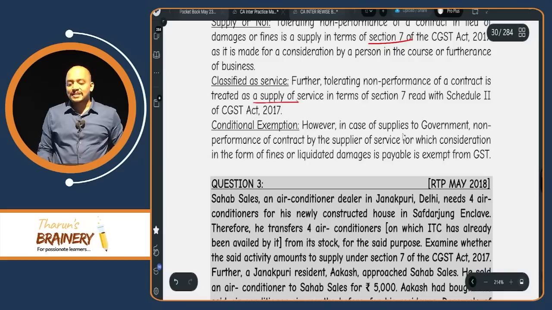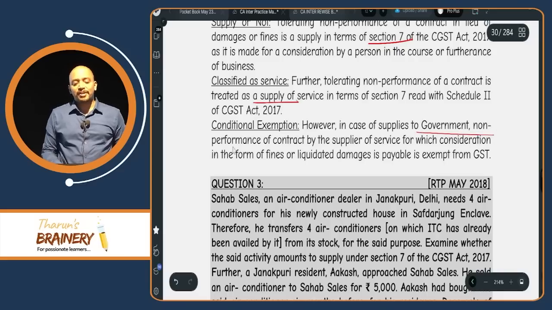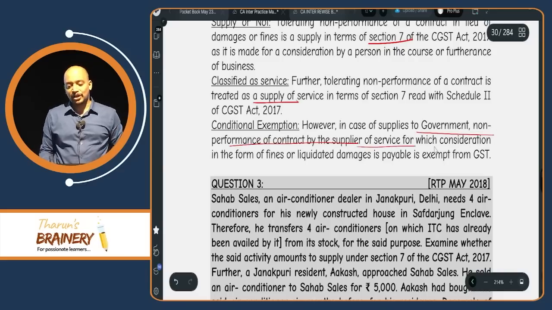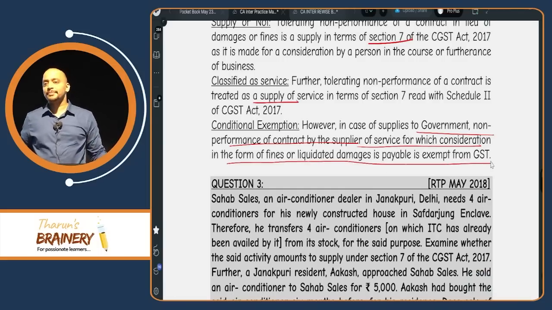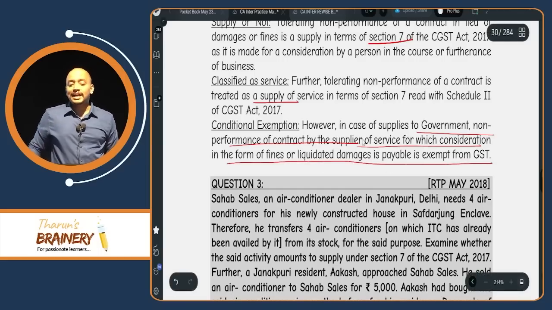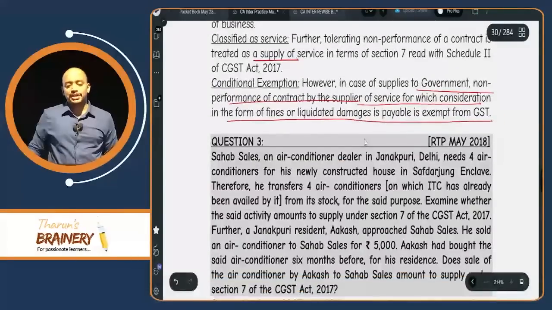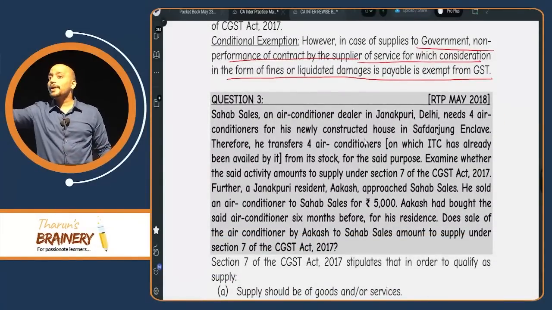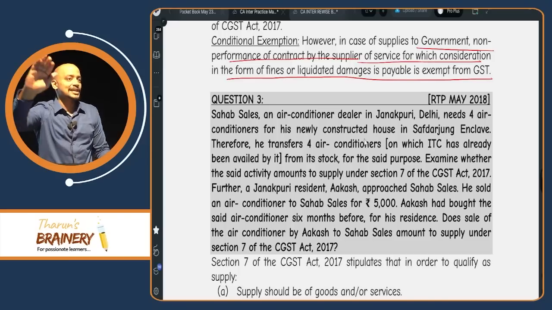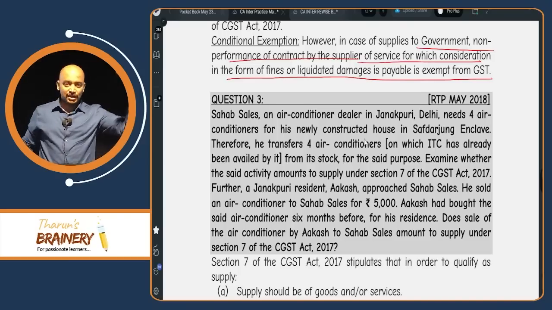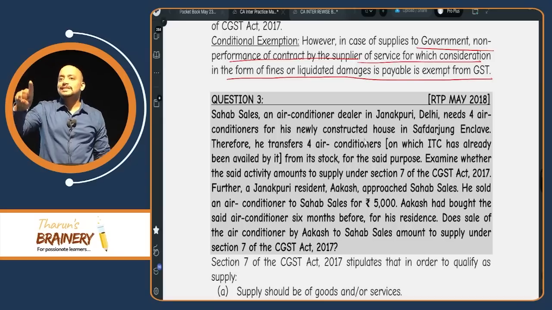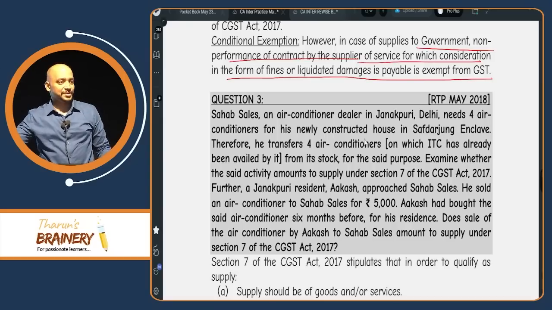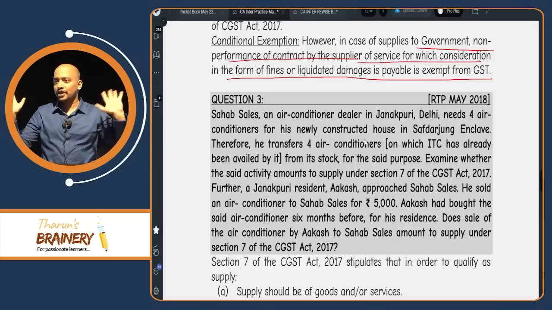However, in case of supplies to government, non-performance of contract by the supplier of service, for which consideration in the form of fines or liquidated damages is payable, is exempt from GST. And related to this liquidated damages, one 4-page circular is given in ICI. Actually, one circular is given by CBIC, which we will be discussing in the exemptions chapter. But that much we don't have to learn.